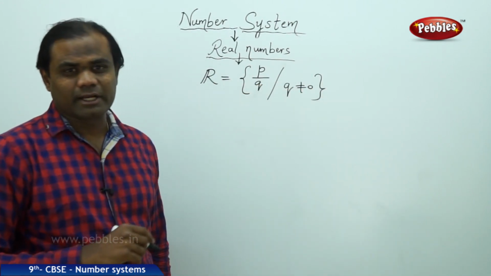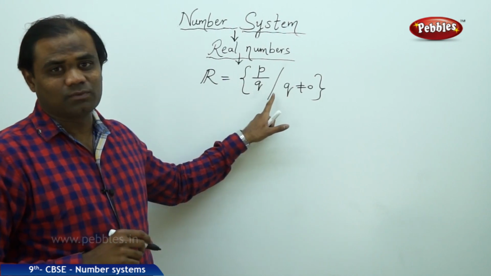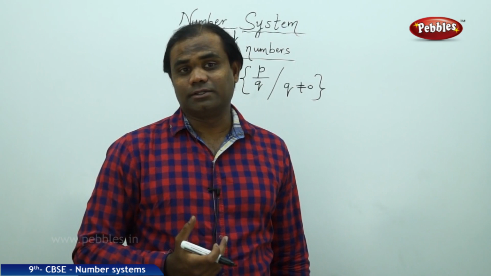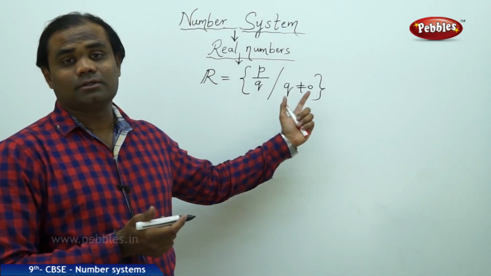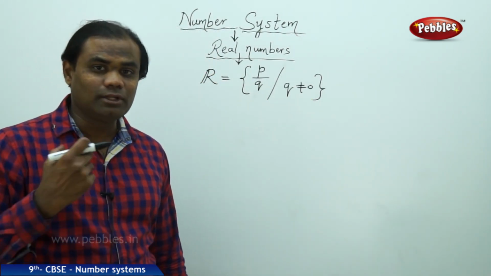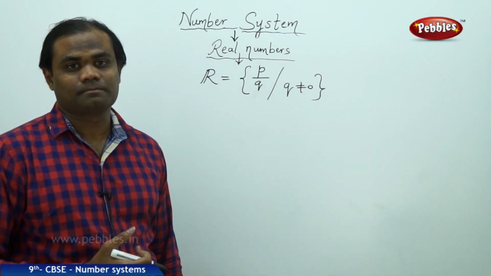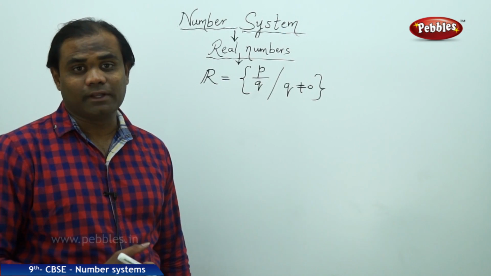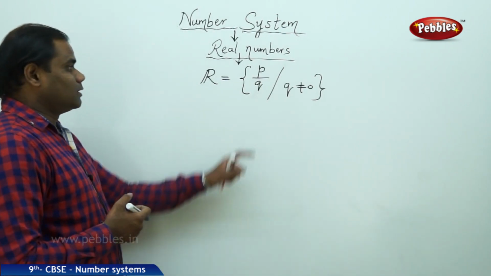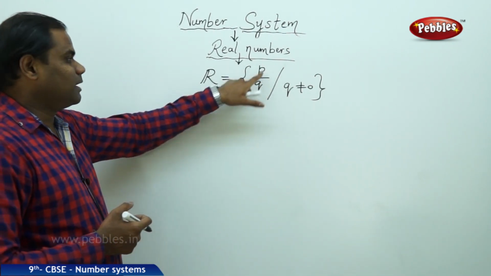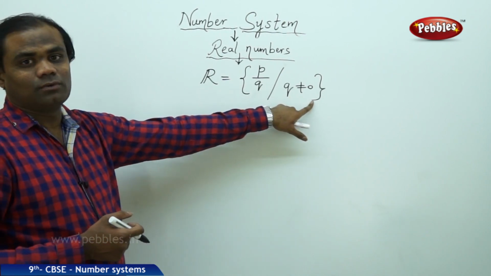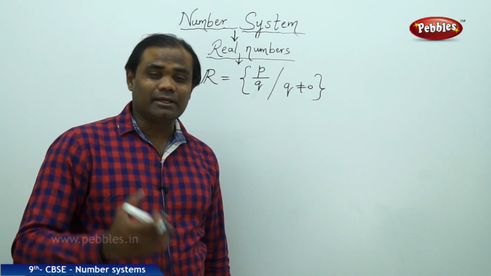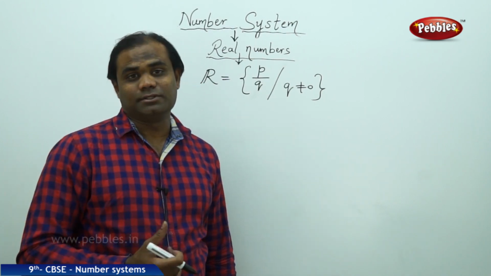So I clearly understand that in the absence of test 1, I don't have the condition for the numerator and denominator to be integers, provided the denominator should never be equal to 0 in any of the numbers in the number system, because 1 by 0 is infinity, undefined. So real numbers is this, P by Q such that Q not equal to 0, irrespective of P and Q being any integer or a non-integer.